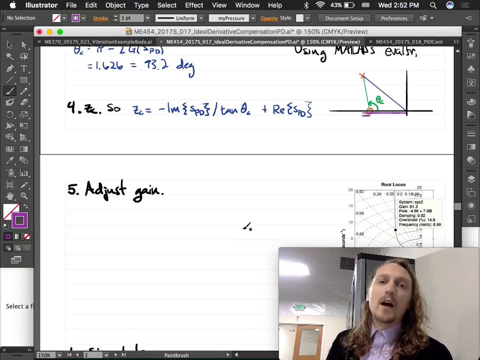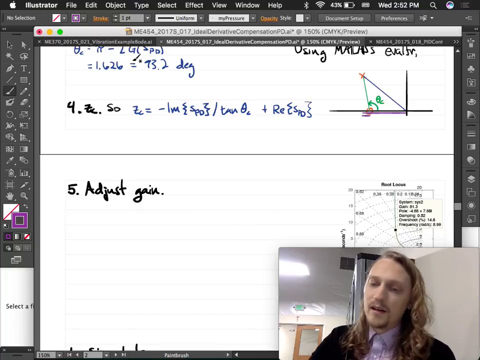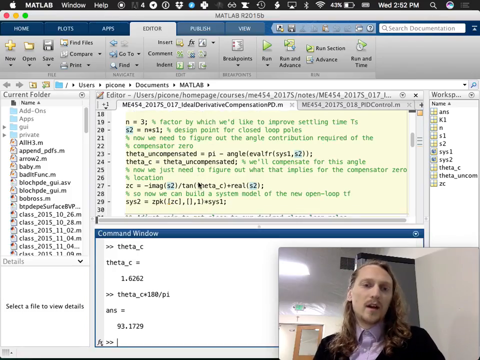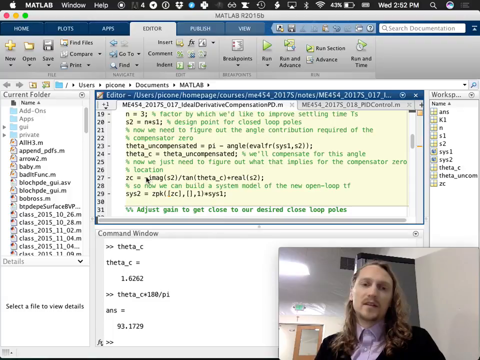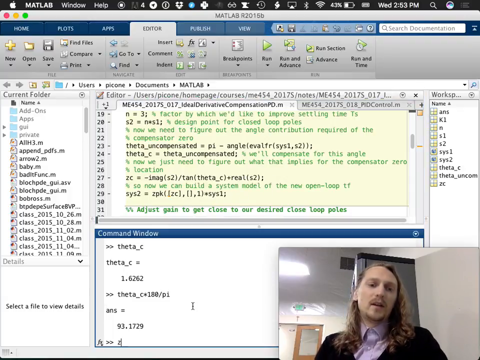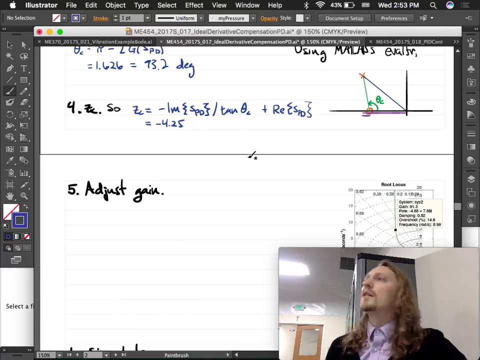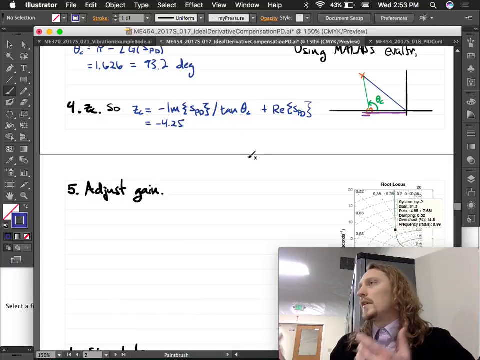Okay, so now we know where ZC is. So let's compute it. And I'm having MATLAB do that part because I don't want to, but this is just that formula. And so let's see, what did ZC come out to be? Negative 4.25. All right. Easy enough.